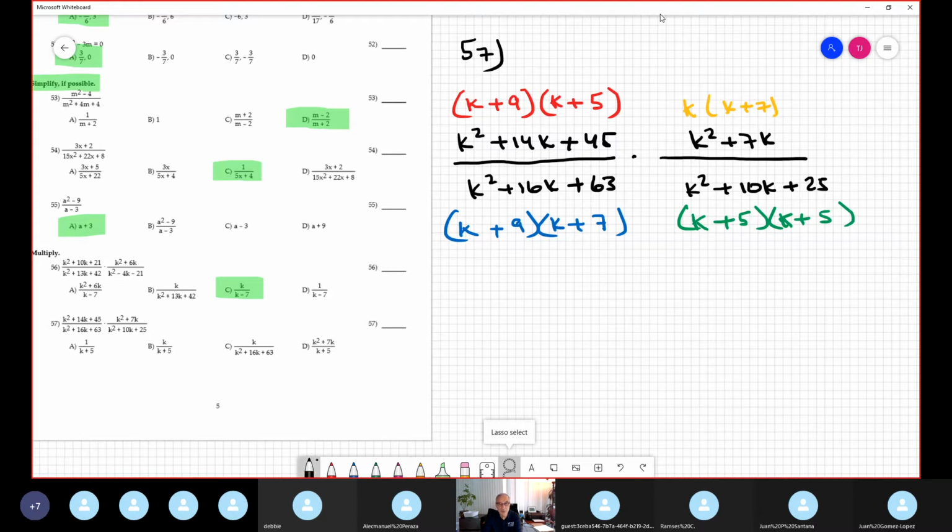Ready for simplification. k plus 9, k plus 5. Doesn't matter what you delete, it's the same. k plus 7. We stay with k in the top over k plus 5. I'm going to be checking. Yes, option B. Any questions, guys?